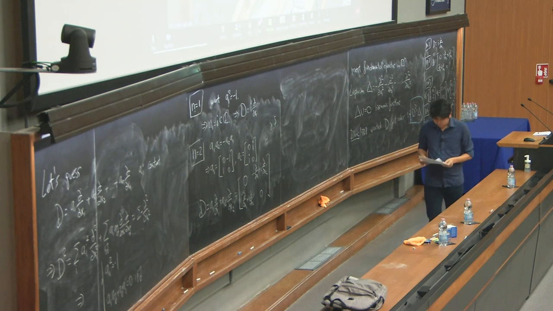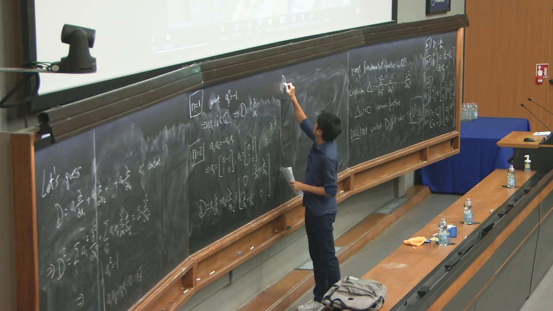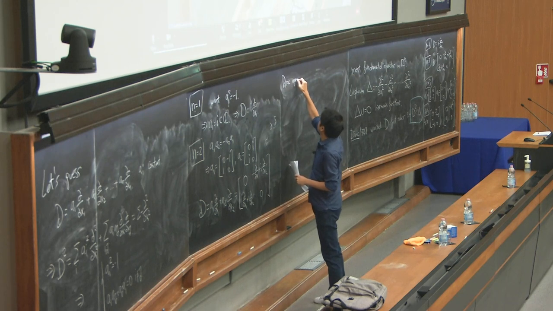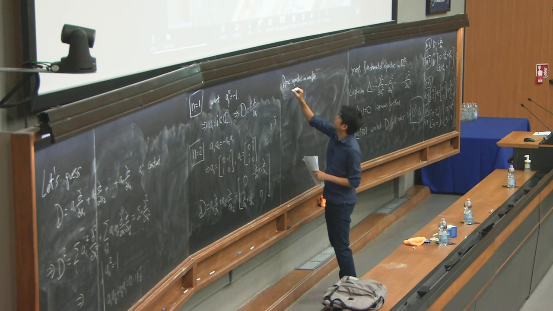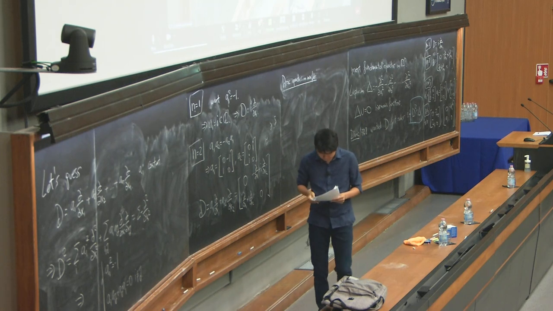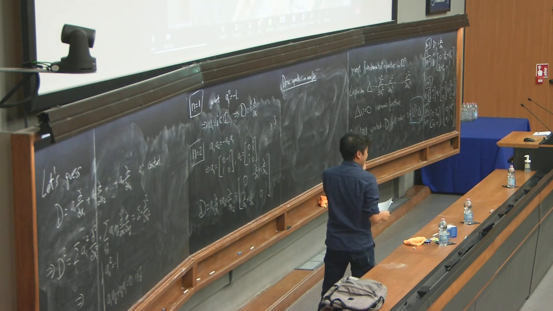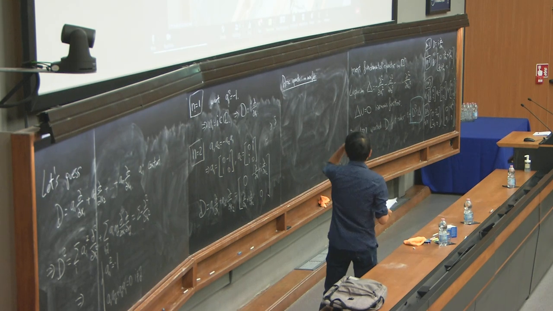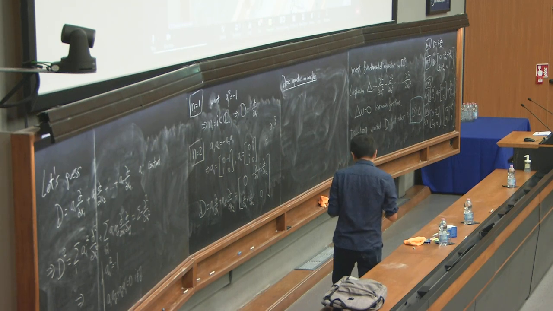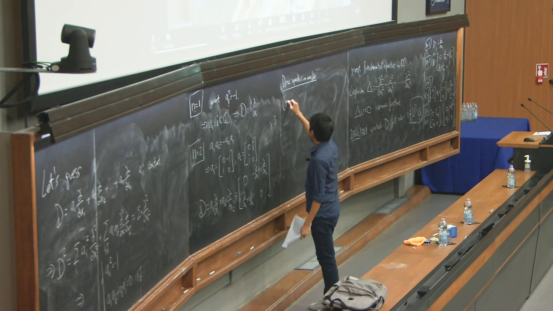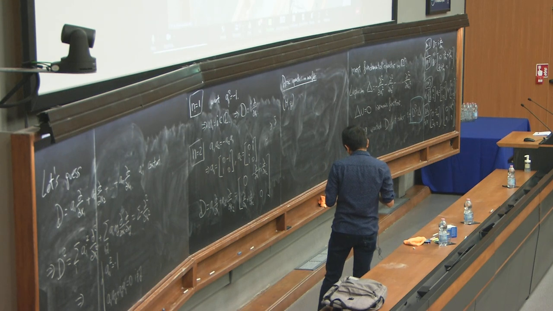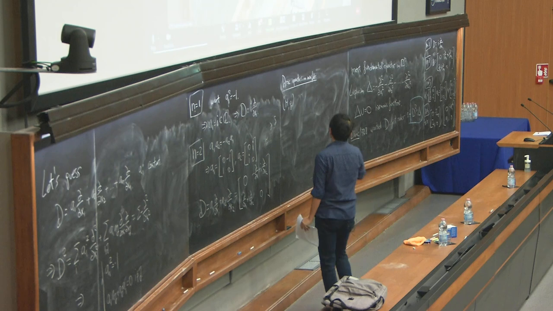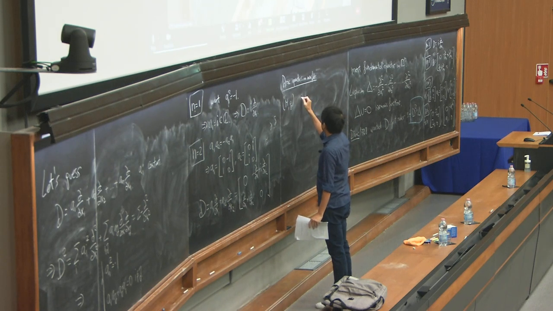So, Dirac operators on a manifold. The actual definition is pretty complicated. I would probably have to spend 3 hours just to define the Dirac operators properly. But let me just tell you the formal properties of what happens on a manifold. So this is a Riemannian manifold, and we'll choose a spin structure.